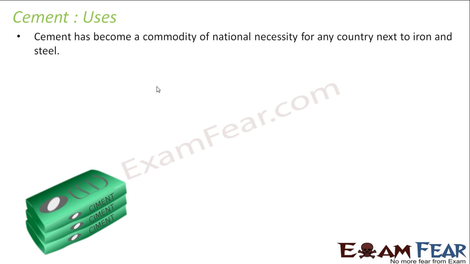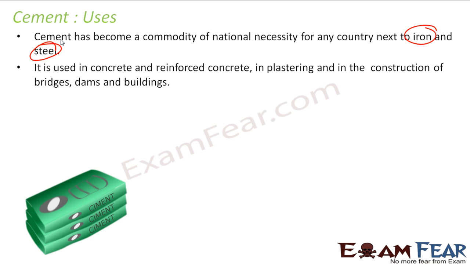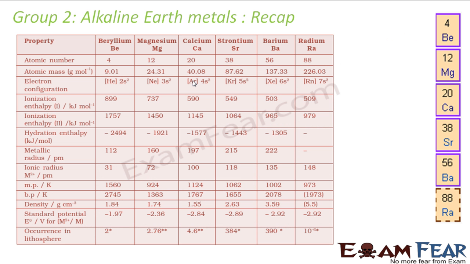Cement is used a lot, to build a nation, to build houses. Next to iron and steel, cement is used. Without cement, we can't have flyovers, good roads, buildings, or factories. Cement is very critical. It is also used to build dams and buildings, as I told.